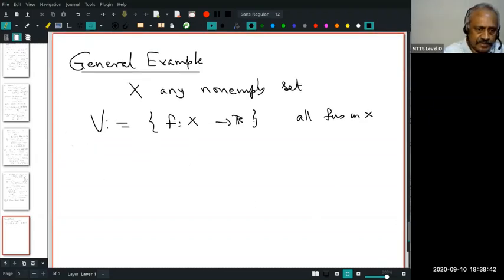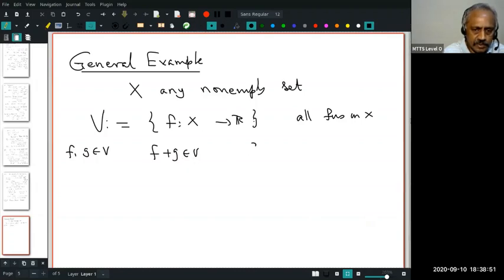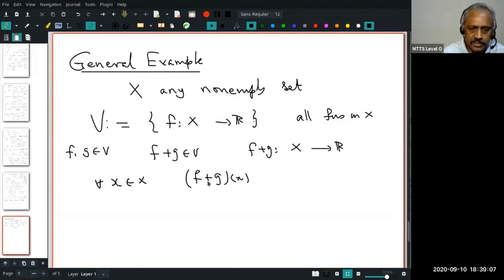You give me f and g in V, I have to define f plus g in V. When does f plus g belong to V? f plus g must be a function from where to where? X to R. To say this is a function, what is it that I have to do? I have to tell you what is its value at any arbitrary point x. You give me x in X. I have to tell you what is f plus g at x. f plus g is a function from X to R. Therefore, f plus g at x must be a real number.